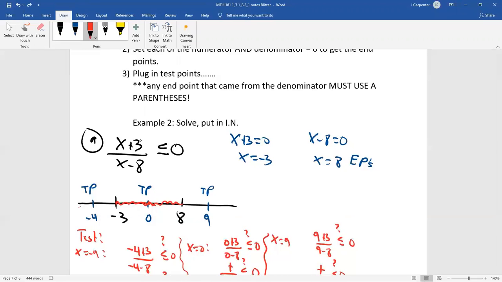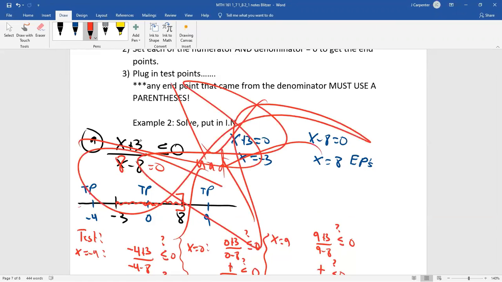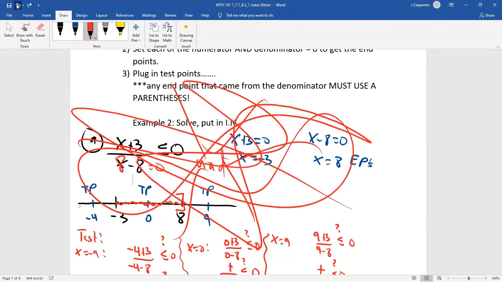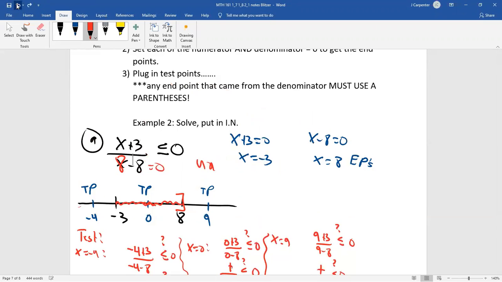Any endpoint that came from the bottom must use a parenthesis. I gave us the logic for that. If you think this is a bracket and you plug the 8 in here, that makes the bottom 0. You're dividing by 0, which causes the whole thing to be undefined, and boom, the world explodes. Don't allow that to happen. So because the 8 came from the bottom, even though it had a bracket, we have to take precedence over that and put a parenthesis.